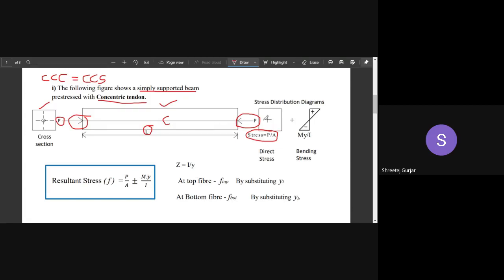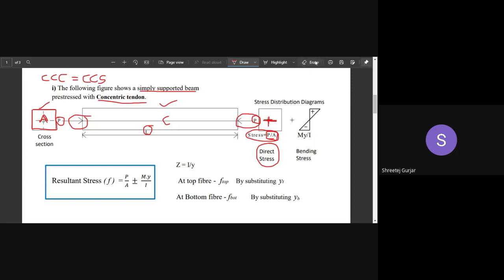Hence, you can see it is denoted as positive, and we call it direct stress. It is equal to P by A. P is your pre-stressing force, and capital A is the area of cross section of your concrete. So P divided by A will give me my direct stress, and this direct stress is always compressive in nature. It is always positive.